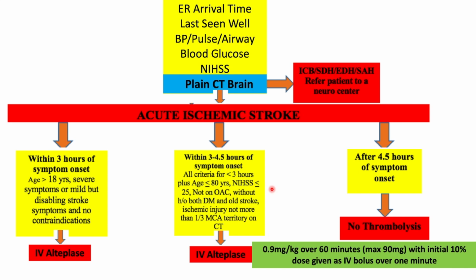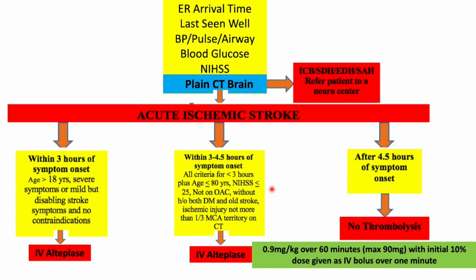After 4.5 hours of symptom onset, there is no thrombolysis. So what we do practically in RIC, we do the plain CT brain and we assess it, and if the patient qualifies for alteplase, the nurse gives the bolus of alteplase there and then on the CT table, and then the patient undergoes a CT angiogram, and the nurse in the meantime prepares the alteplase infusion.